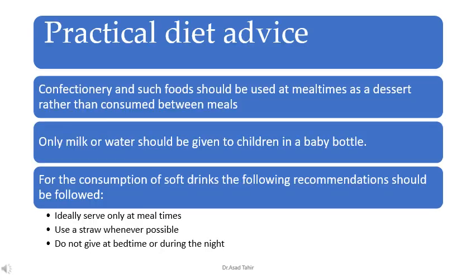Here's straightforward practical diet advice. 1. Confectionery and treats. Save sweets and treats for after meals instead of snacking between meals. 2. Baby bottles. Stick to milk or water only in baby bottles. 3. Soft drinks. Preferably, offer soft drinks only with meals.